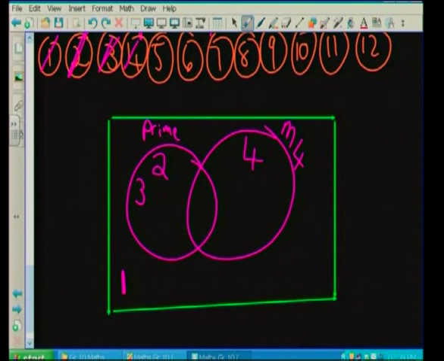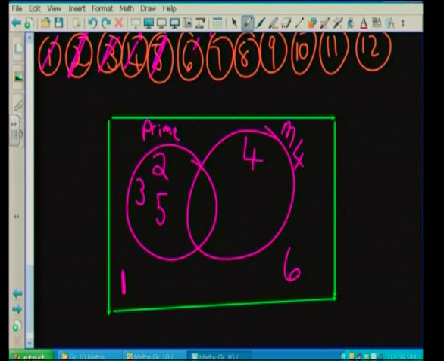5, again, is a prime number, so that's cool. 5 gets a space in my prime number circle. Next up is the number 6. Now, 6 is not a prime number. It's also not a multiple of 4, so I'm going to put it in the outside area. 7 is a prime number, so 7 gets its space in the circle.